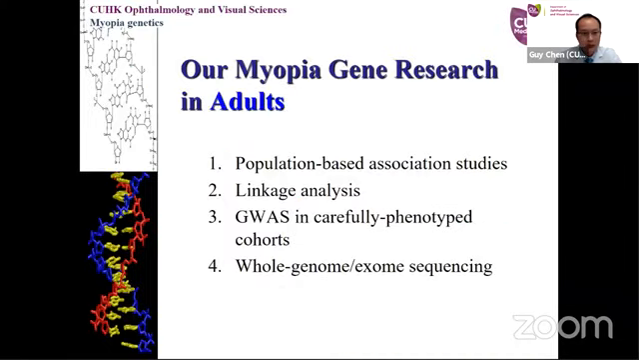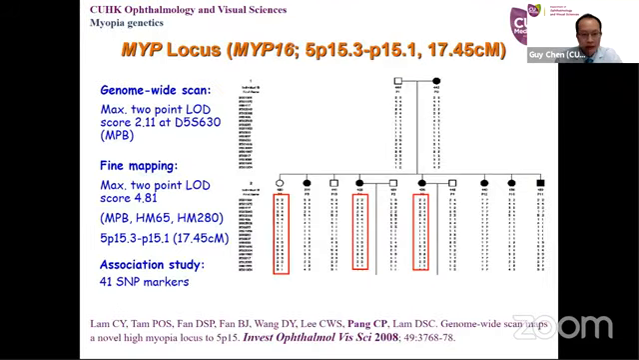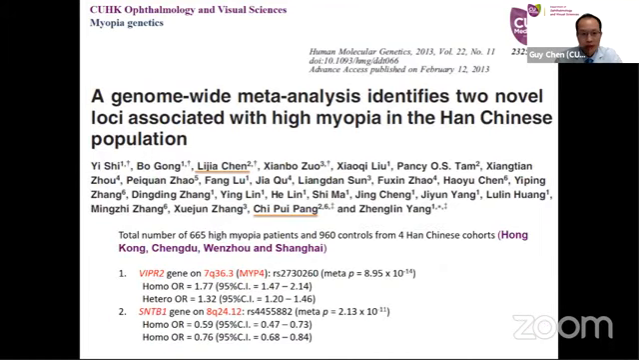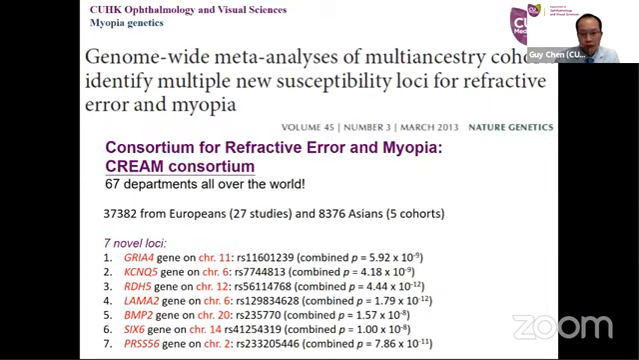Our group has been working on myopia in Chinese for years, and in earlier years, we mainly worked on adult myopia. We conducted linkage analysis and identified new loci for myopia. Also, we conducted GWAS and identified a number of new genes and SNPs for high myopia in Chinese. In this work, we identified 2 new genes. While in this GWAS, we identified another new gene, the ZFX1B gene. By working together with the CREAM consortium, we have identified a number of other new genes and loci for refractive error and myopia.